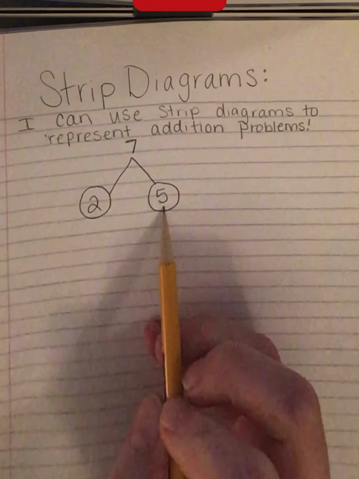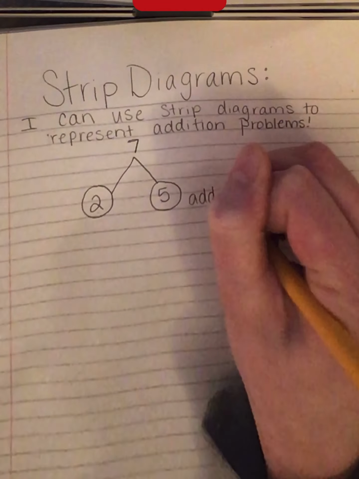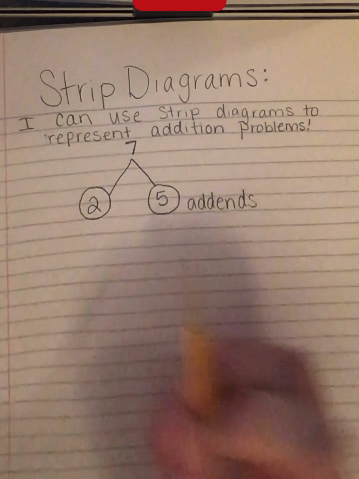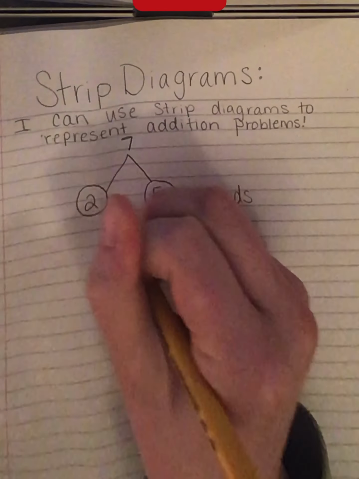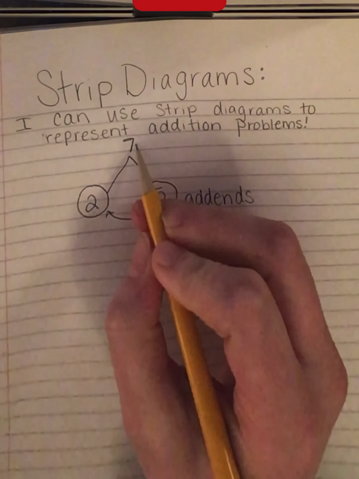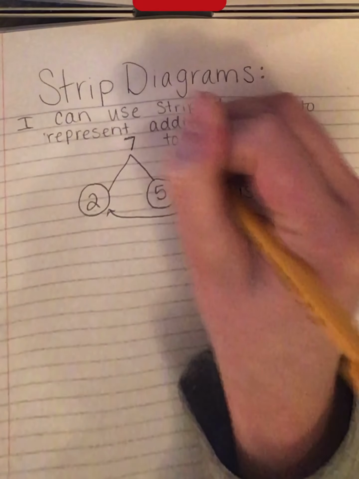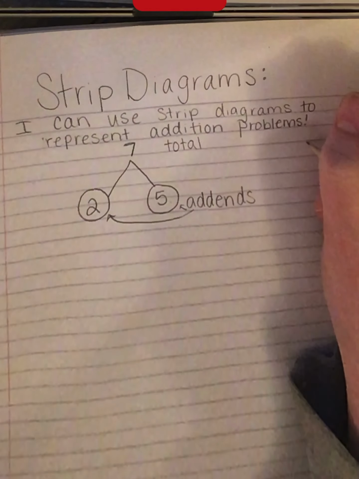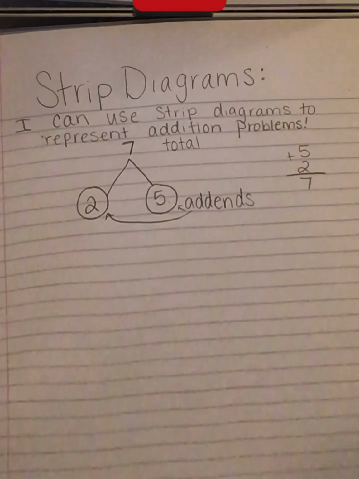We call these two numbers our addends, A, D, D, E, N, D, S, or addend if you have just one. So here's my first addend and here's my second addend. And then this number at the top is going to be my whole or my total. So when I'm doing an addition problem, it could look like this, 5 plus 2. The answer goes on the bottom.